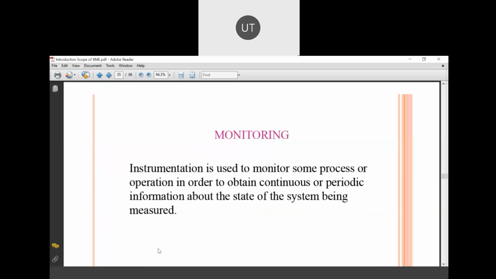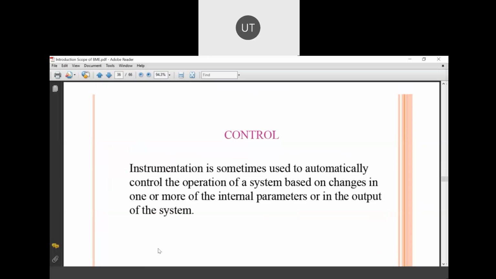Now, monitoring instruments are used to monitor some processes or operations in order to obtain continuous or periodic information about the state of the system being measured. Then control: there are a few things where we can take control of the operation. In the case of dialysis, we can have a hemodialysis machine which does the functioning of the kidney outside, extracting the waste material. So that function can be done outside of the human being.